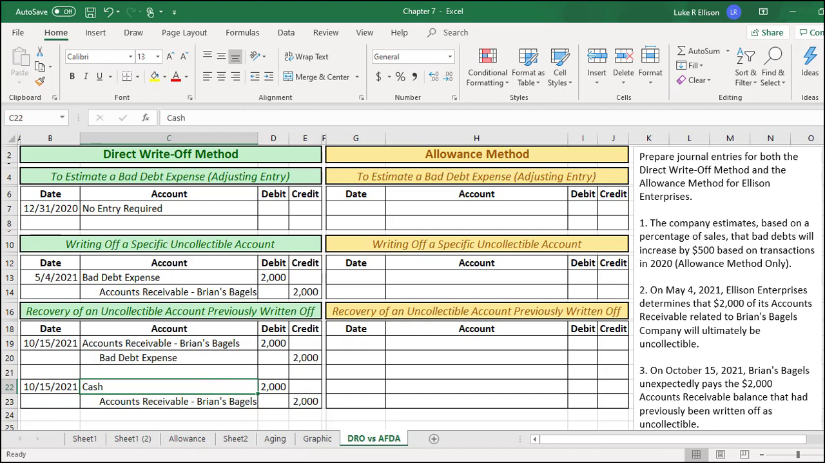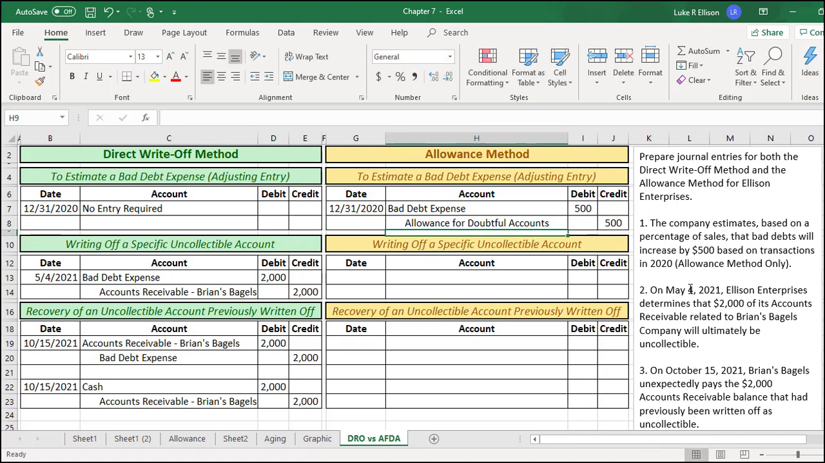So now we can do the journal entries related to the allowance method. So part 1 says that the company estimates, based on a percentage of sales, that bad debts will increase by $500 based on transactions in 2020. And since this is an adjusting entry, it's going to be on the last day of the period, which is 12/31/2020. And what we're going to do, since we're estimating the bad debts, we're going to use the account bad debt expense for the $500 that they estimated, and then we use the allowance for doubtful accounts to offset the debit, also for $500.